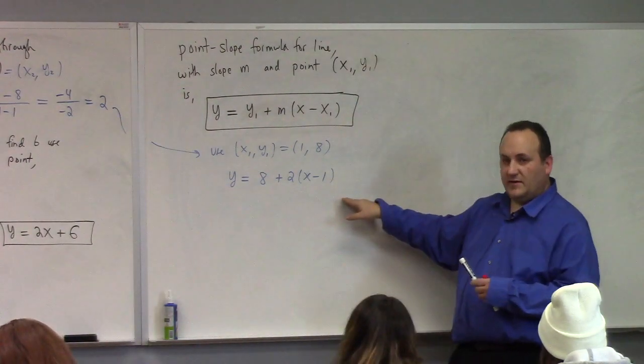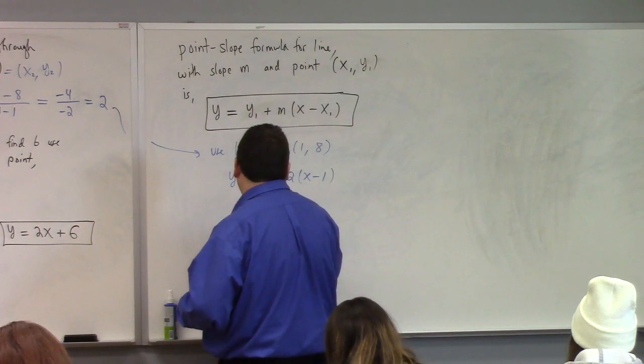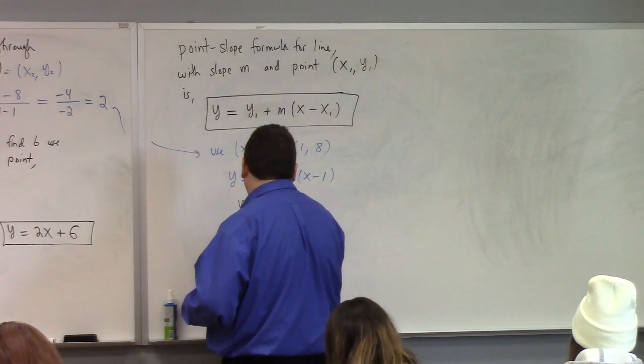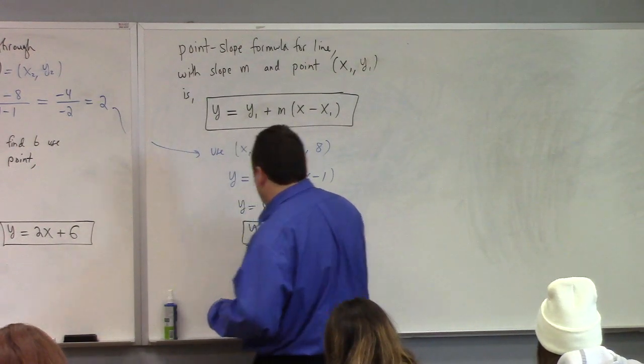If you want to go back to the slope-intercept form, we just multiply this out, right? We get y equals 8 plus 2x minus 2, which gives us y equals 2x plus 6, right?